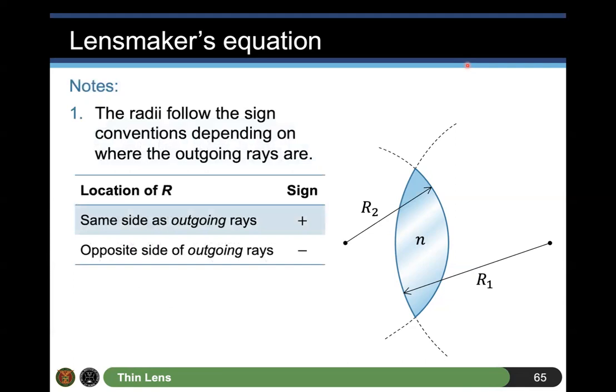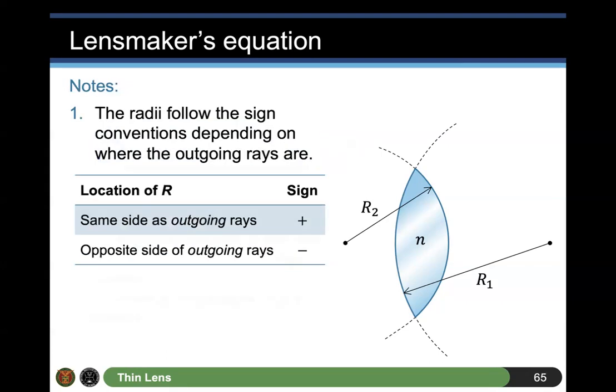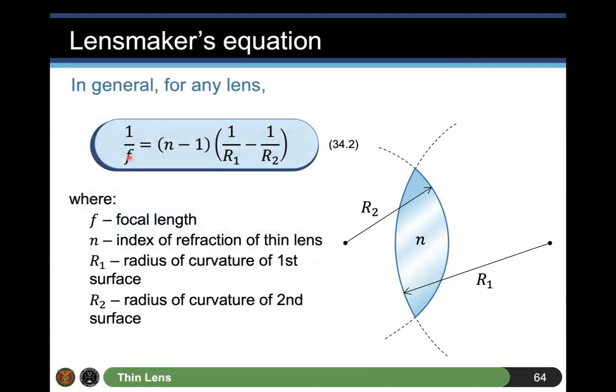And for the signs, same dun sa ginagamit natin before, location ng r. If the location of R1 or R2 is on the same side as outgoing, positive, is on the opposite side, negative. Okay? And the sign of F determines whether the lens is converging or diverging. So, kung yung makuha nating sign dito ng F, siya yung magsasabi kung converging or diverging yung lens. Okay?